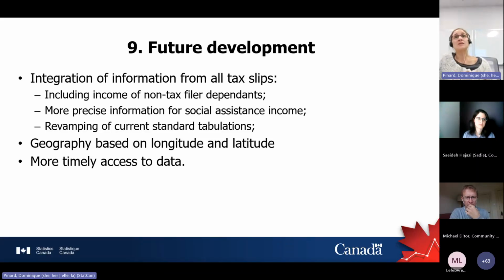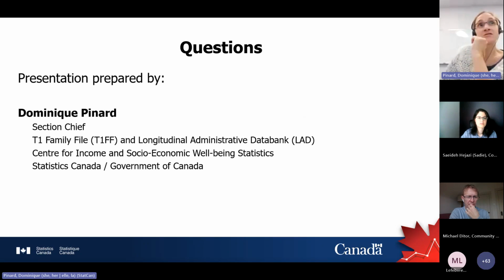And also more timely access to data. Currently the winter release offers data about individuals, but we're hoping to be able to have data available to users a little earlier than that, in the next maybe 3-5 years. So I think that covers it.